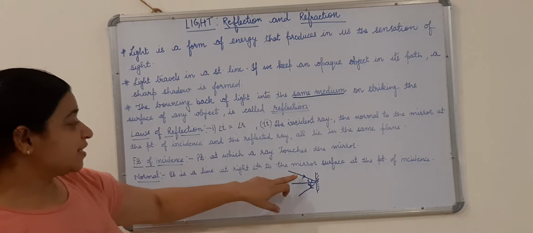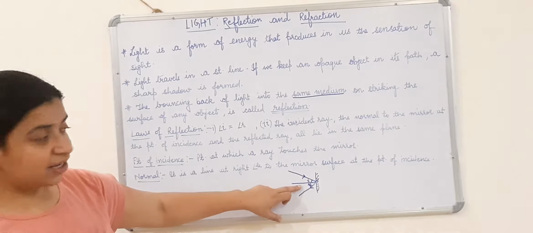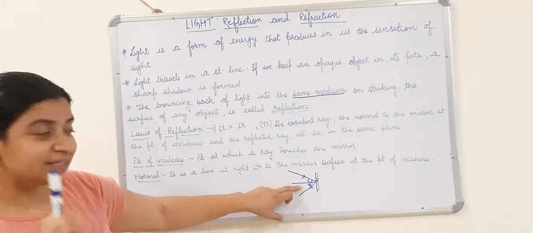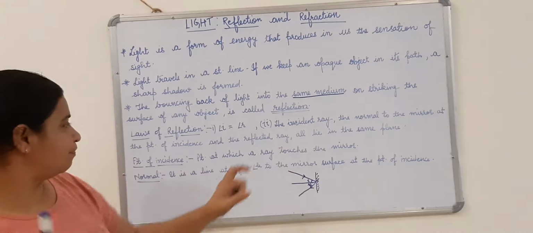So this is the incident ray. This is just a line. This is called normal because it is perpendicular, at the point of incidence. And the reflected ray, all three lie in the same plane.